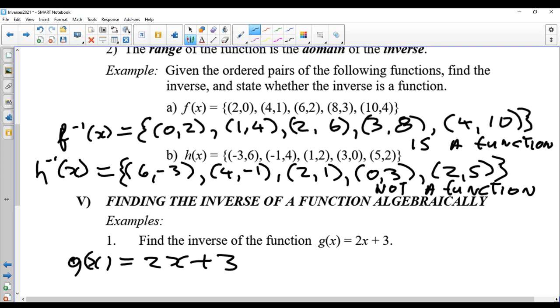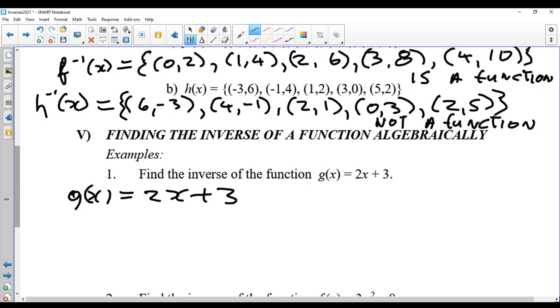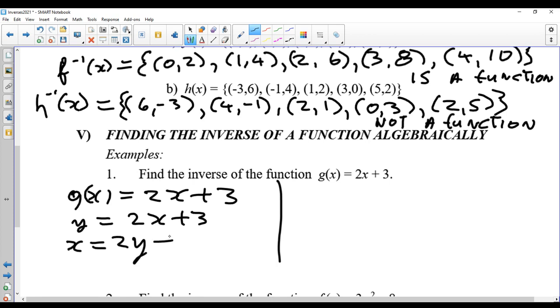Well, here's the way that most people come up with the inverse function. First of all, they rewrite the g of x to make it simply y equals 2x plus 3. And then they swap the x with the y. So instead of saying y equals 2x plus 3, they would say x is equal to 2y plus 3. All right, I put on the side here, swap x and y.